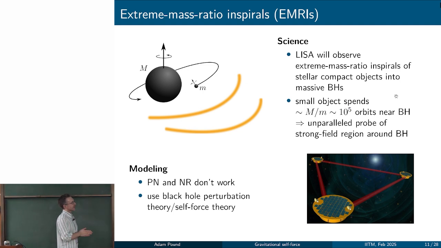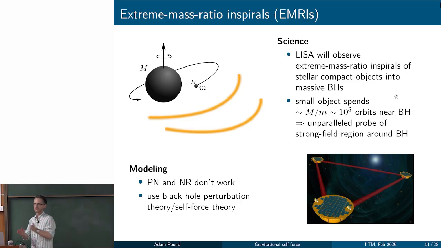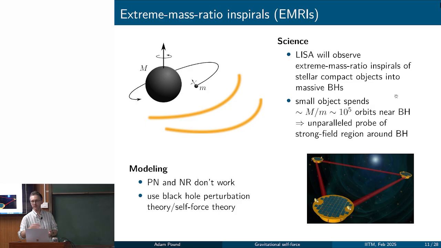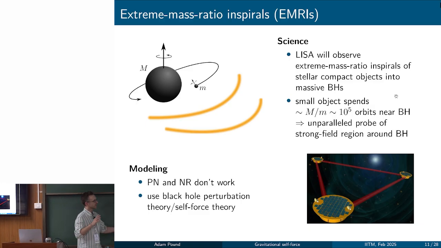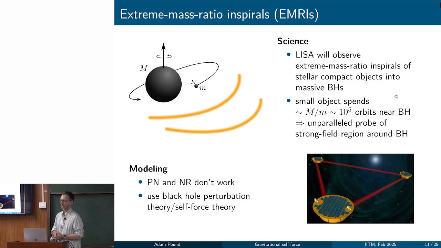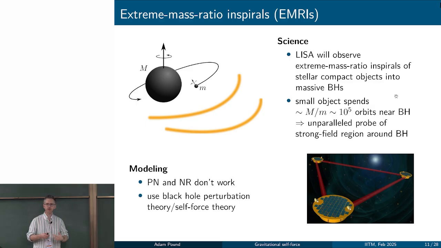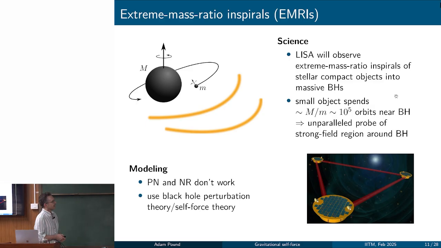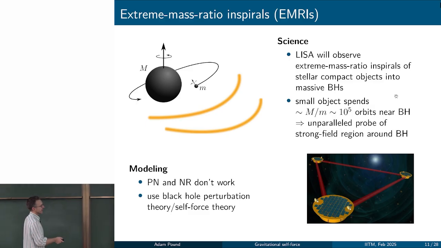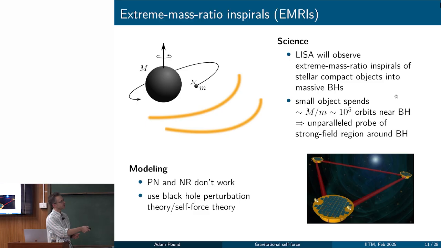We can have EMRIs that spend hundreds of years from 10M to plunge. These are kind of the extreme cases. Usually we would expect that in the couple of years or 4 years of the LISA observation time, the small object will probably go from 10M to merger. It depends on the mass ratio and the total mass. Okay, now these kinds of systems are why we can't use the current modeling paradigm to model them, and we have to use self-force theory instead. You can get a sense of the challenge just from the number of orbits. The number of orbits is extreme, and it's all in the strong field.